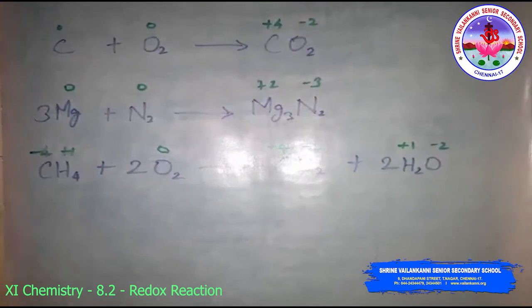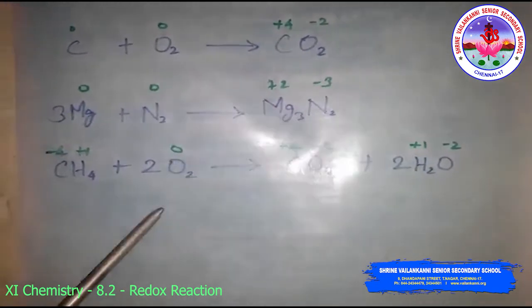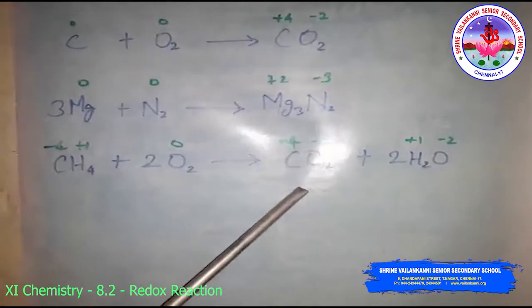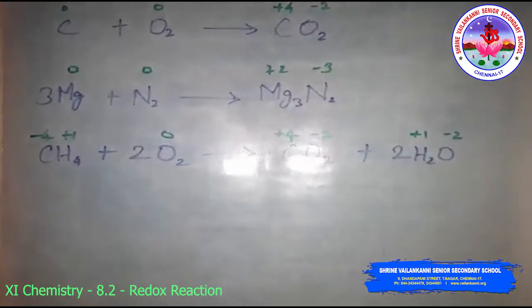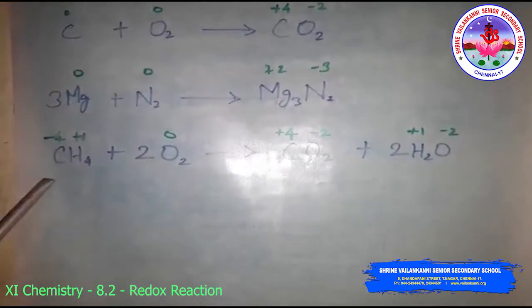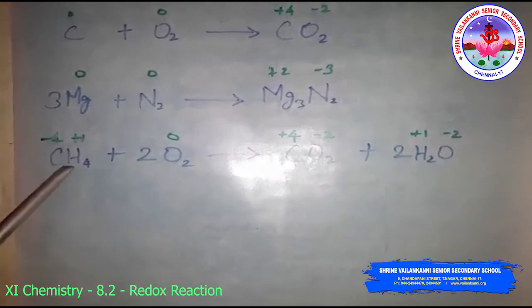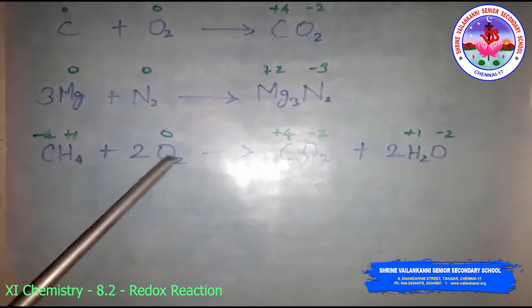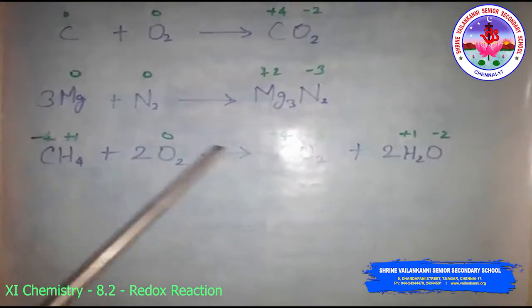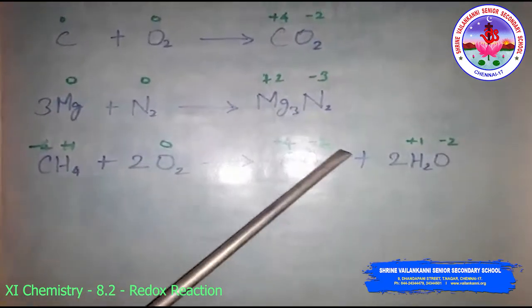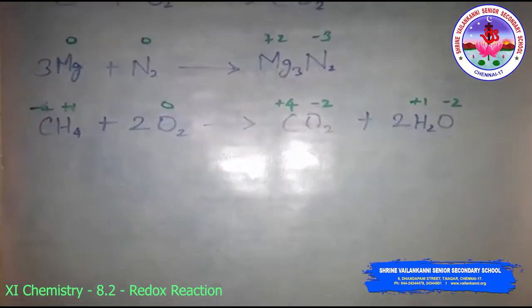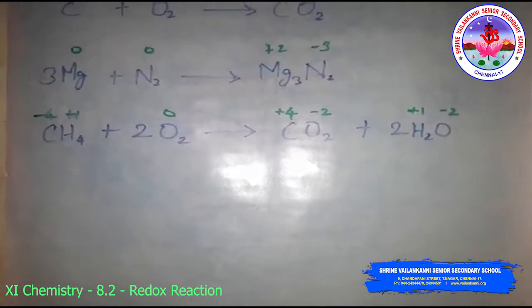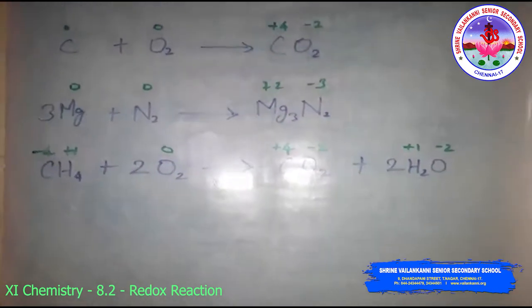Then methane gas reacts with oxygen gas to form carbon dioxide gas and water. So here carbon has minus 4, hydrogen plus 1, oxygen 0 state, and here plus 4 and minus 2, like this is the oxidation state. So these are the examples of the combination reaction.